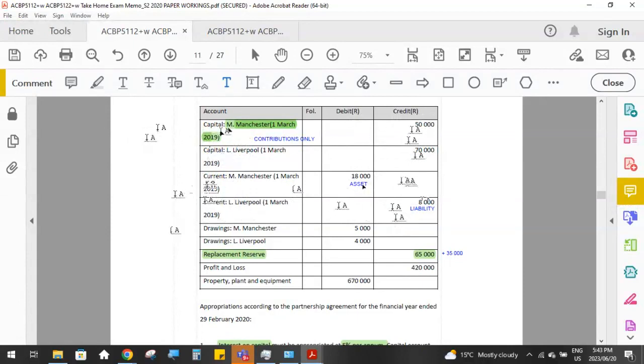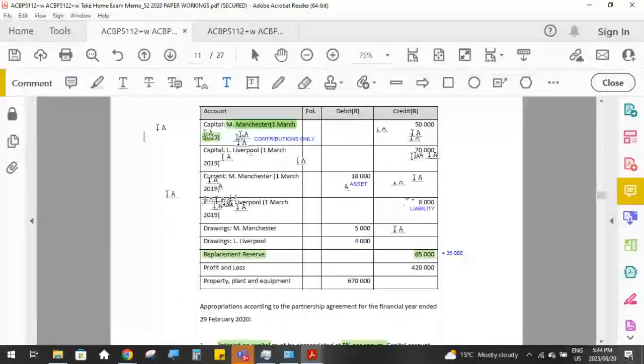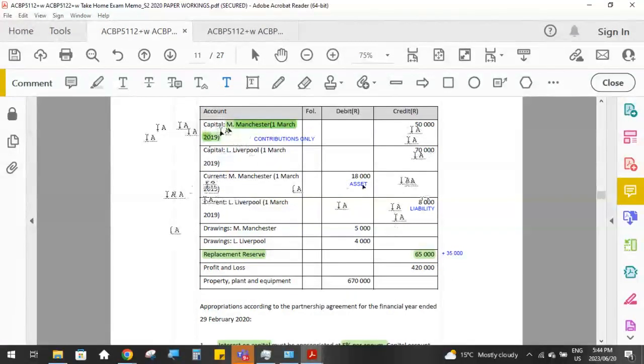So in that respect, it's different to a sole trader. A sole trader, we only keep one capital account, and we put his contributions and his profits into that same account. And we can do that because he's the only person involved. So we don't need to separate the capital amounts from the accumulated profits. Okay. Does that help you to understand appropriations for partners a little bit better?